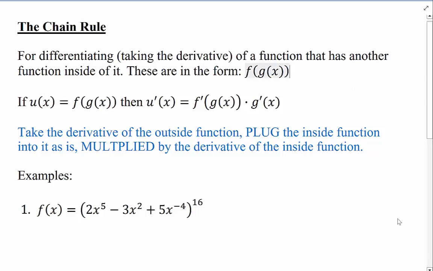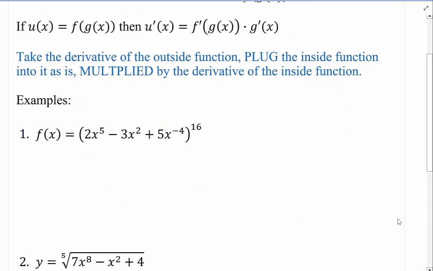And so the chain rule says that if we have a function in that form of f of g, its derivative is the derivative of f, which is the outside function, and then we plug the inside function untouched into it, and then we multiply that by the derivative of g, which is the derivative of the inside function.